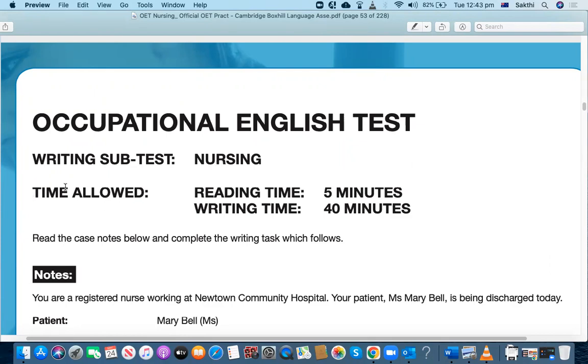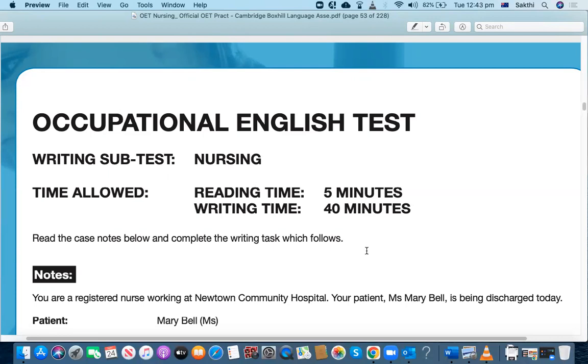And then this is what you see after that. Time allowed: reading time, 5 minutes; writing time, 40 minutes. That's amazing. At least they're giving 5 minutes for us. It's really good for us. You need to read the case notes below and complete the writing task which follows.